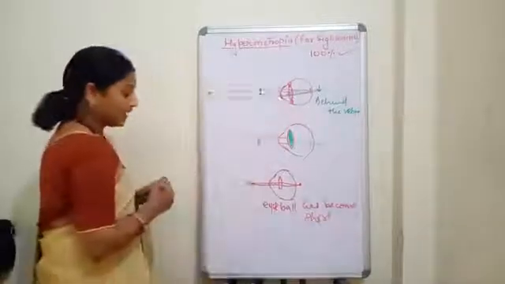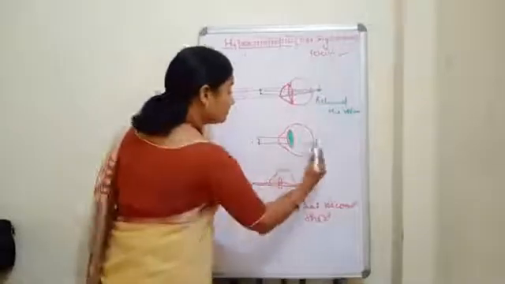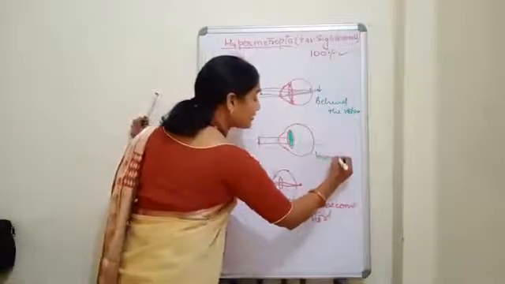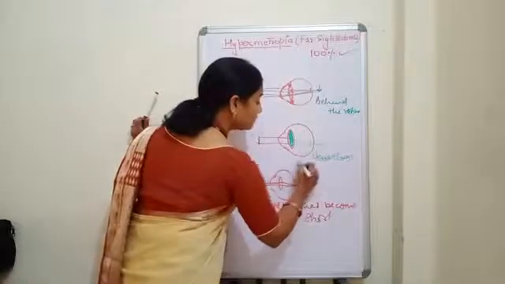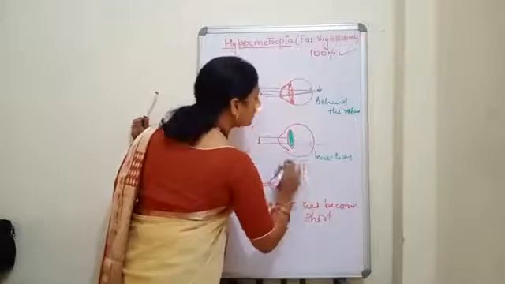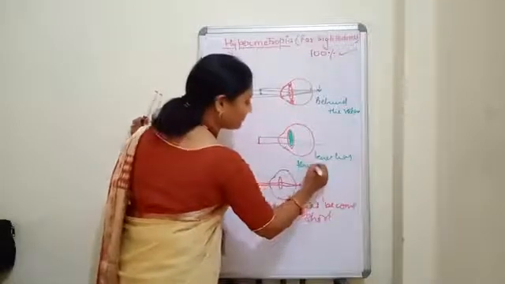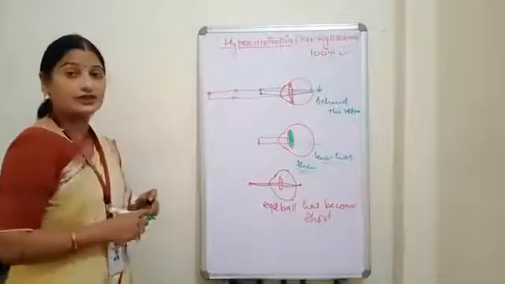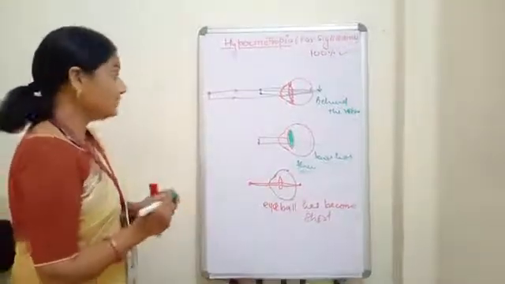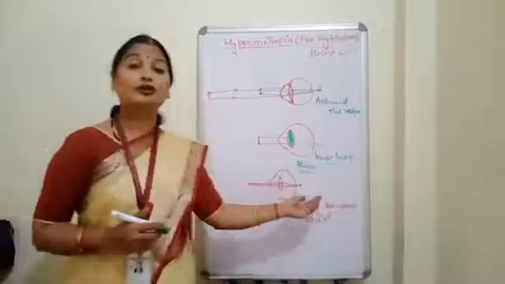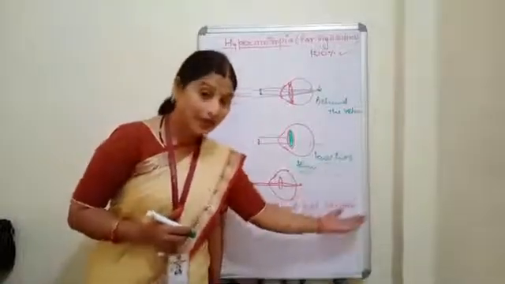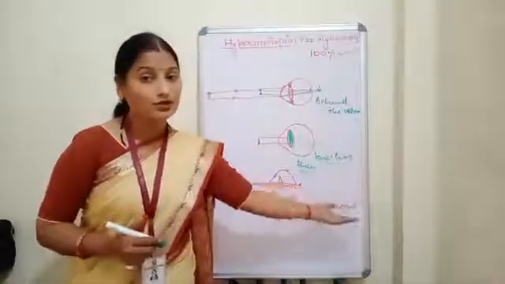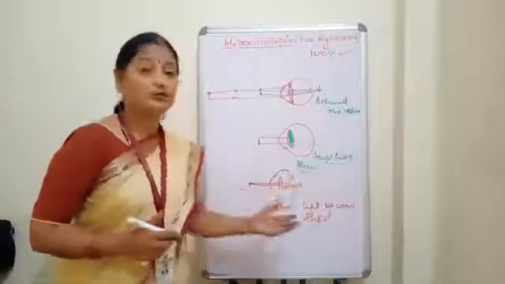Okay, and here what had happened? The lens has become short, or it's better to write thin. Okay, so these are the two conditions by which the image will not be able to form on the retina. It will form behind the retina, and that's why we are not able to see.